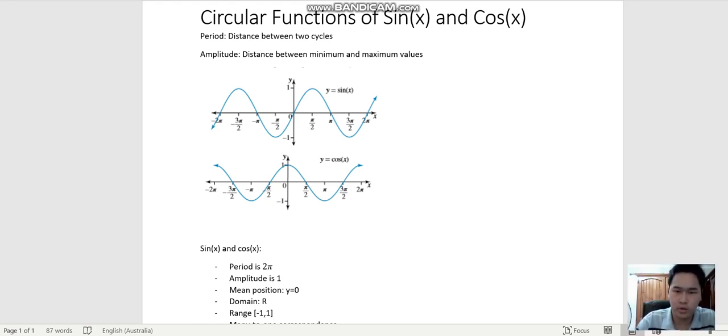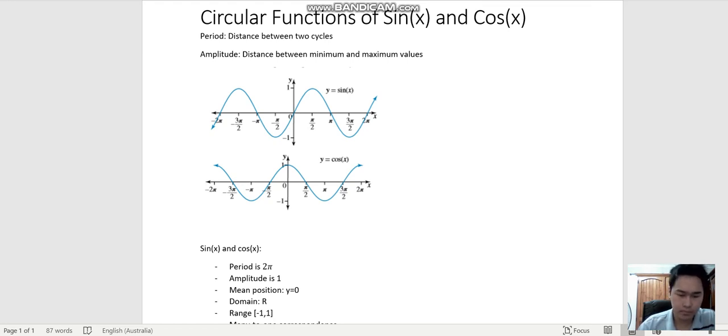Today we're going to be going through circular functions of sine of x and cos of x. We've done the algebra behind the trigonometric functions of sine, cos, and tan. But for this video, we're going to be going through the graphs of sine and cos of x, and tan of x will be in its own separate video.